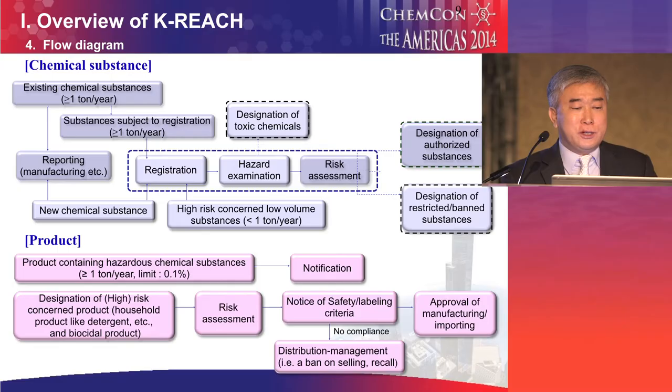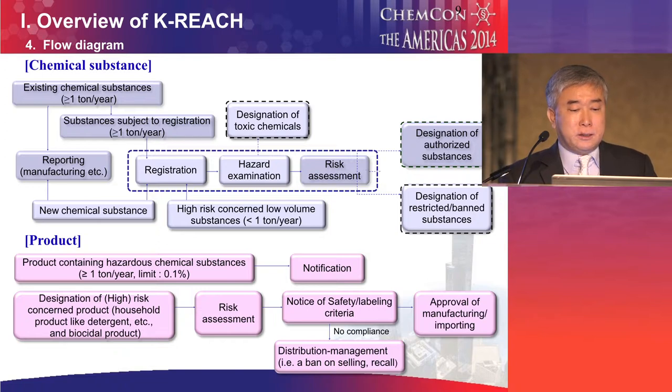This is the flow diagram for chemical substances, mostly for the chemical industries. To see the diagram, the existing chemical substances of more than 1 ton per annum and the new chemical substances should be reported. And the substances subject to registration, more than 1 ton per annum, should be registered. And the new chemical substances are also registered.